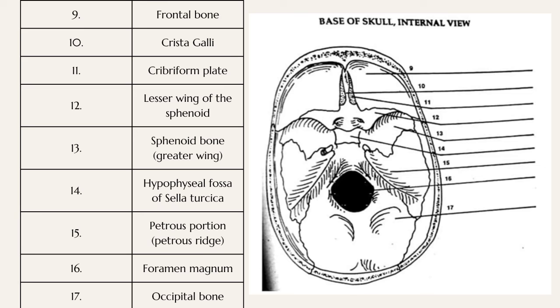Number 16 is the foramen magnum. Foramen magnum is a Latin term for great hole. It is a large, oval-shaped opening in the occipital bone of the skull. It is one of the several oval or circular openings, also known as foramina, in the base of the skull. The spinal cord is an extension of the medulla oblongata that passes through the foramen magnum as it exits the cranial cavity. For the last part, we have number 17, occipital bone.